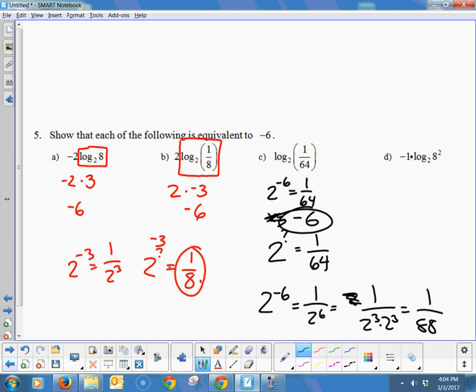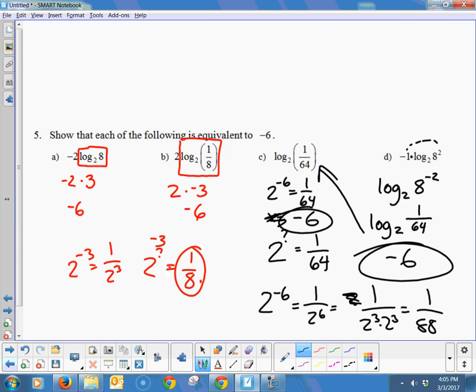And here, I'd square the 8. Actually, I wouldn't square the 8. I'd pull that negative 1 up. So it's log base 2 of 8 to the negative 2, which is log base 2 of 1 over 8 squared, which we just showed right there is negative 6. All right. That was fun.